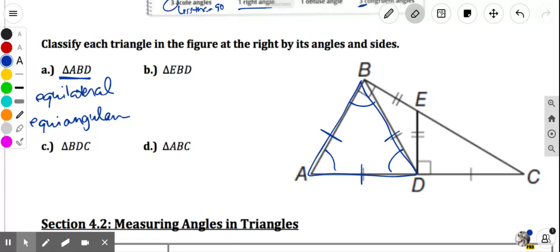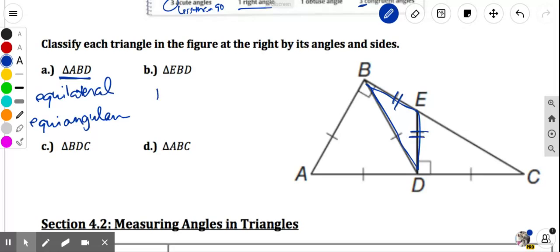Okay, next is EBD. So EBD, where's EBD? This one here. I can see that by sides, this and this are equal. So that's 2 sides that are equal. So that's called isosceles. One thing about isosceles triangles, which we'll talk about later on, is if 2 sides are the same, 2 angles are the same too. So it would be these 2, just so you know. And then to classify by angles, we can see that this one here appears to be obtuse. So we would say it's an obtuse triangle.